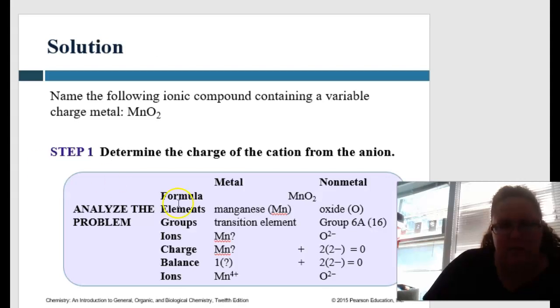So determining the charge of the cation from the anion, we're going to analyze the problem. Manganese, we only have a balance of 1, right? 1 charge, where the oxygen is -2 from that chart. Well, we have 2 of those, so that ends up that we have 4 negative charges. So then we'd end up having to have 4 +1s to end up equaling that double negative charge.